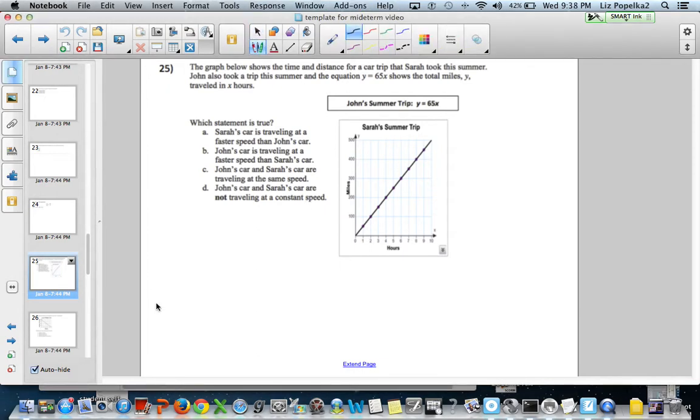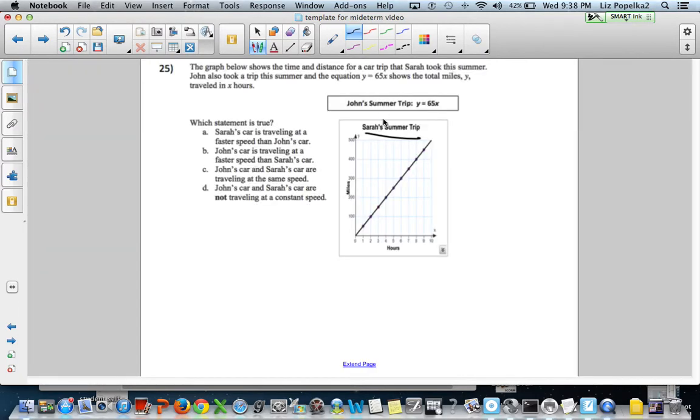Now for the rate of change section, please make sure that you are showing your work on your correction sheet as you go along. Okay, so it says the graph below shows the time and distance for a car trip that Sarah took this summer. You can tell that because it's labeled.